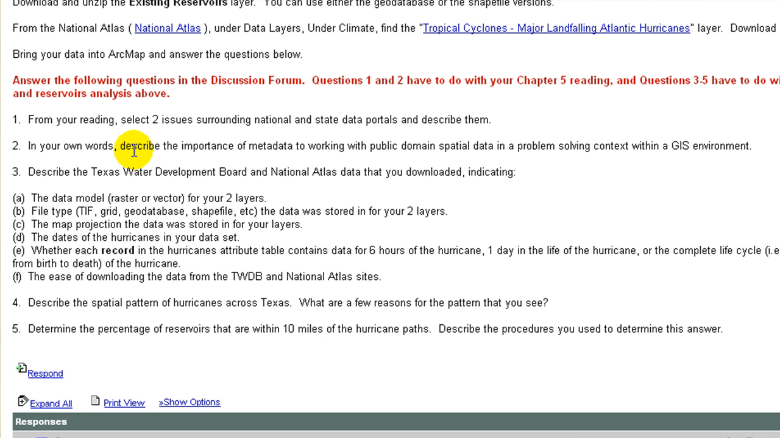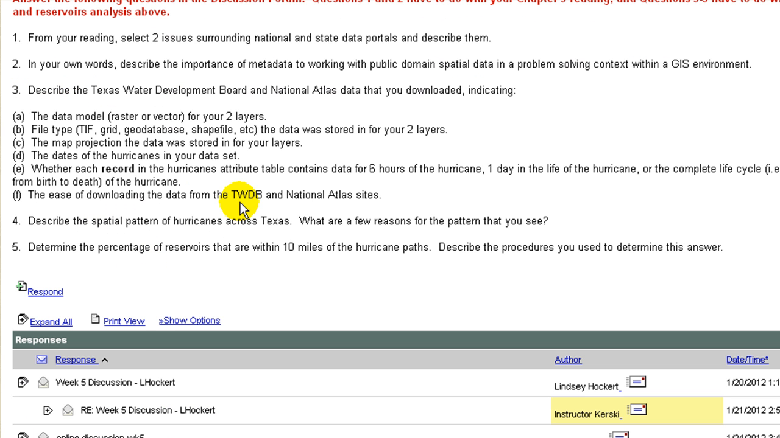In your own words, describe the importance of metadata to working with public domain spatial data in a problem-solving context within a GIS environment. Describe the Texas Water Development Board and National Atlas data that you downloaded, indicating the data model, file type, map projections, dates of the hurricanes, whether each record in the hurricane attribute table contains data for 6 hours in the life of the hurricane, 1 day, or the complete life cycle. In other words, I really want people to know what kind of data they're downloading and what its characteristics are. The ease of downloading the data from the Texas Water Development Board and National Atlas sites.